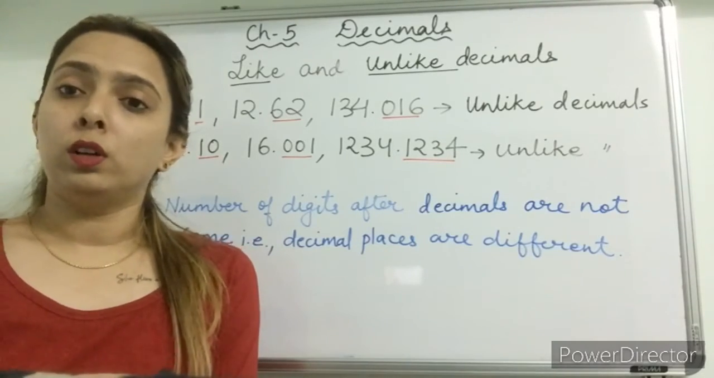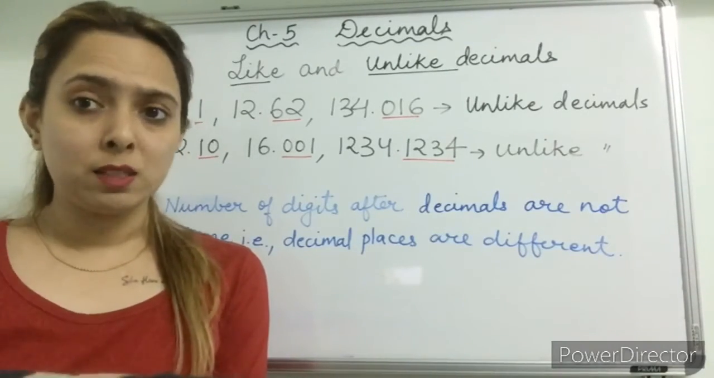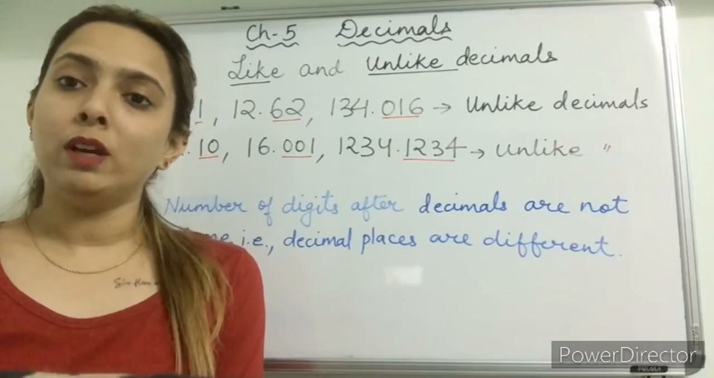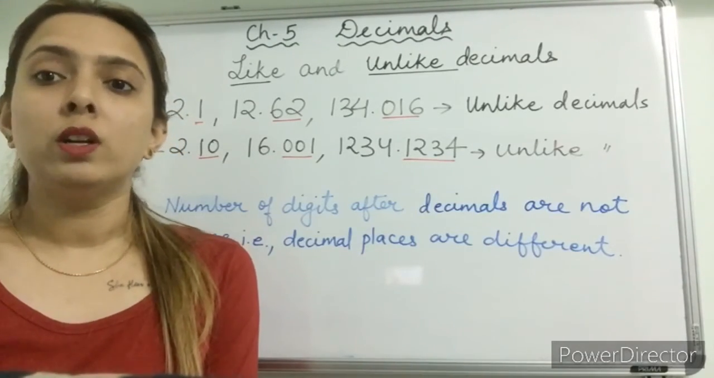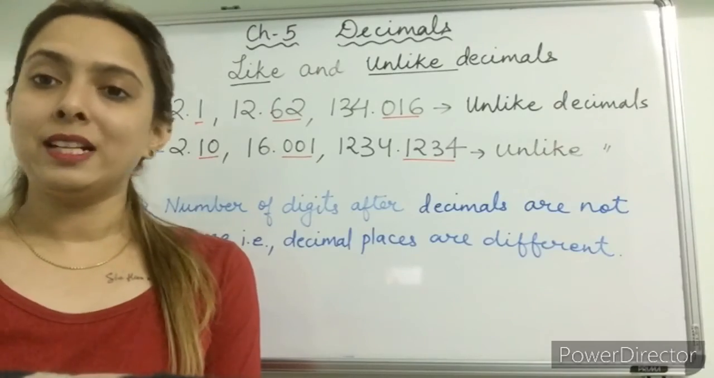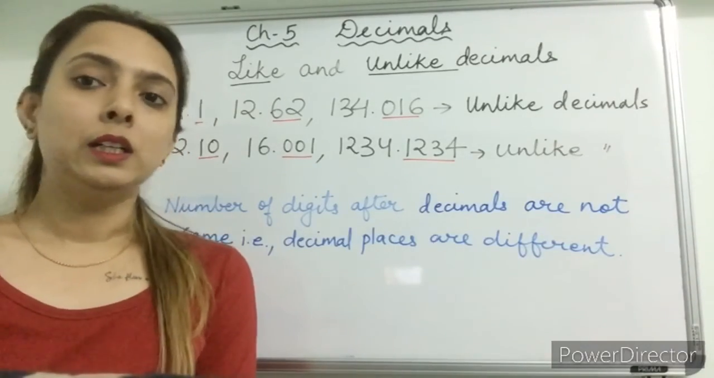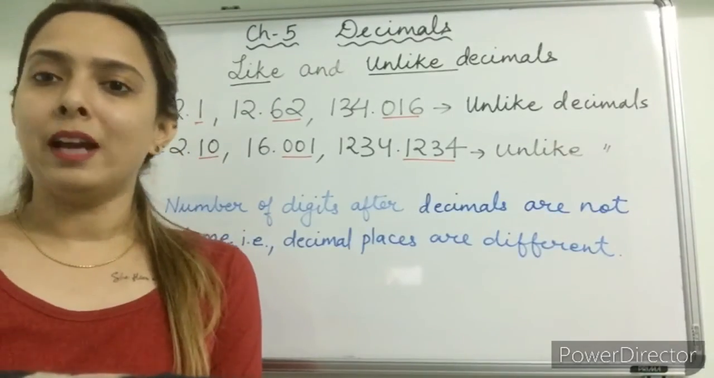So if we are converting unlike decimals into like decimals, we will always put zeros to convert them into like decimals. So let's check it out. How will we convert the decimals into like decimals?